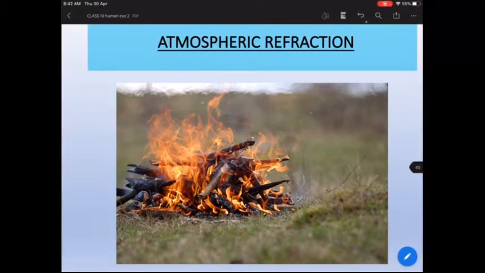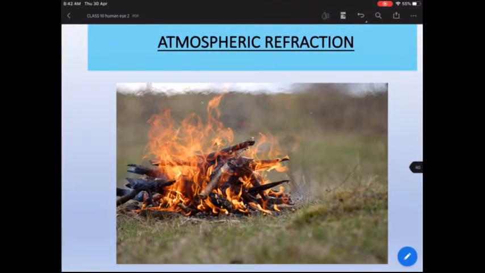So atmospheric refraction. This you must have observed that whenever you light a small fire, just above this fire, you would see the air a little wavy, flickering. You will see flickering of the air, basically flickering of the environment, that small little space that you have there.